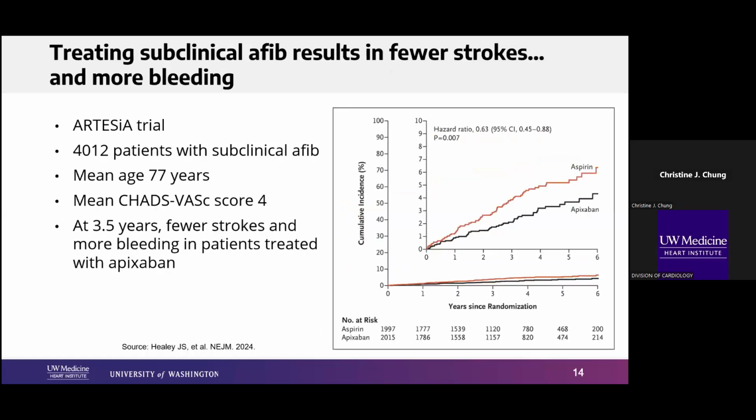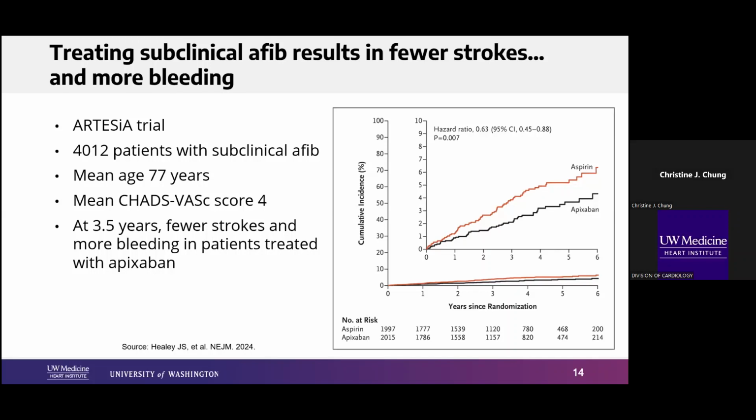So then the natural next question is, what happens if you treat these patients the same way as if they had clinical AFib? Are you then able to improve the stroke risk? So this was the ARTESiA trial, looking at about 4,000 patients with subclinical AFib. CHA2DS2-VASc score was about 4, so a group that if they were detected to have clinical AFib would have a meaningfully increased risk of stroke.